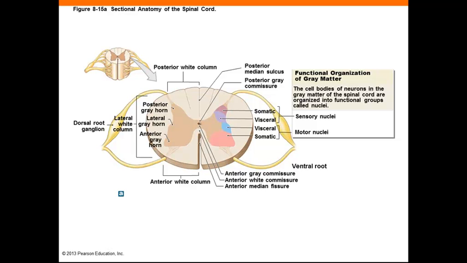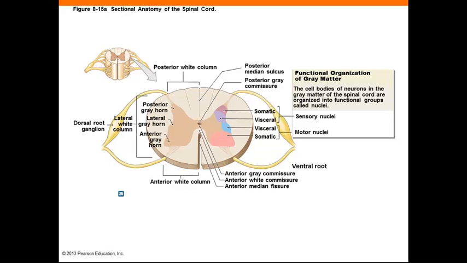The location of the cell bodies in the specific nuclei of the gray matter relate to their function. So the posterior gray horns are somatic and visceral sensory nuclei, and the lateral gray horns are visceral, so autonomic nervous system, motor nuclei. The anterior gray horns are somatic motor nuclei.